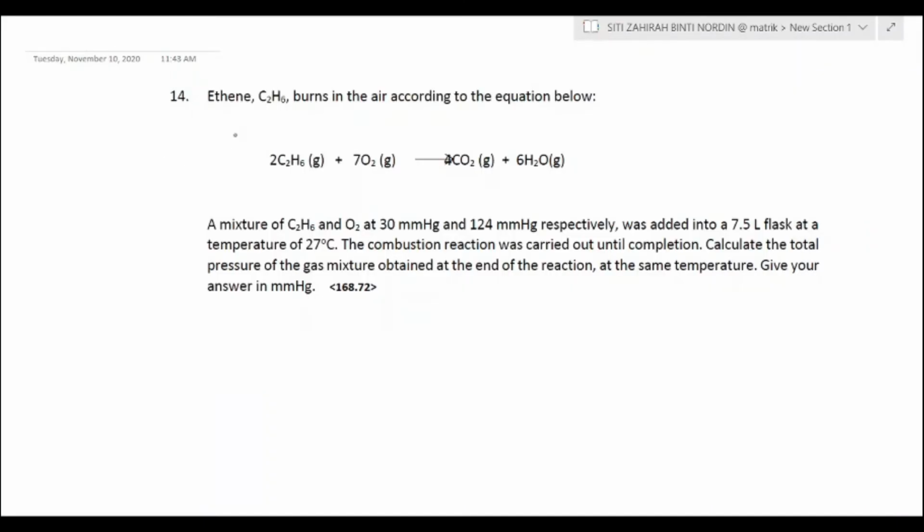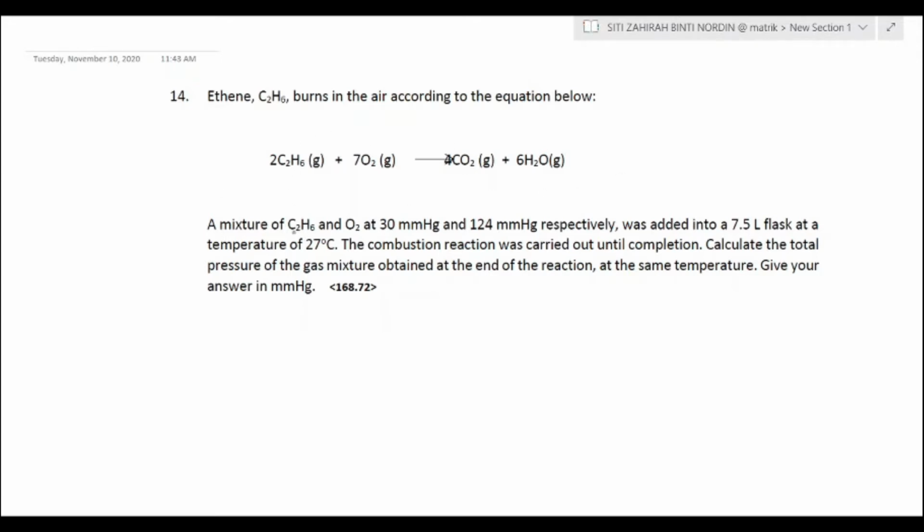Going to discuss question 14 because it's quite difficult, because it involves limiting reagent. So C2H6 burns in the air according to the equation below. So you've already got your balanced equation.